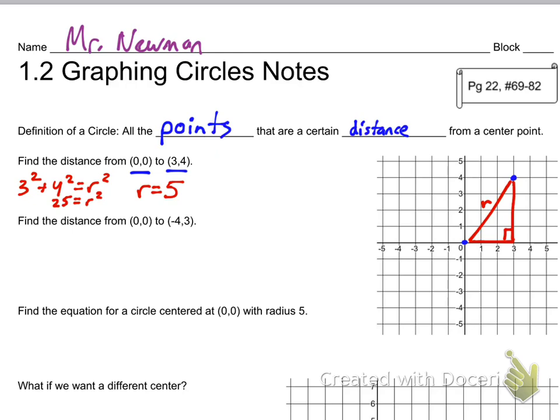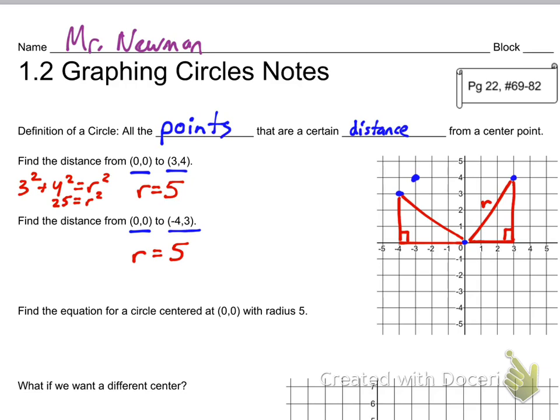Let's find the distance from 0 to negative 4, 3. I'm going to plot that point over here, negative 4, 3. Notice we make the same triangle, so we're going to be doing the same math. So I'm not even going to have you write it out. 3 squared plus 4 squared equals r squared, so r is again 5. Notice we do have negative 4 there, but the distances are always positive. And you know that even if you plugged in a negative 4, squared is positive, so that distance is still 5.